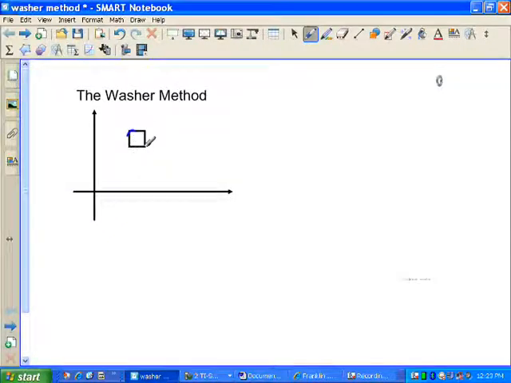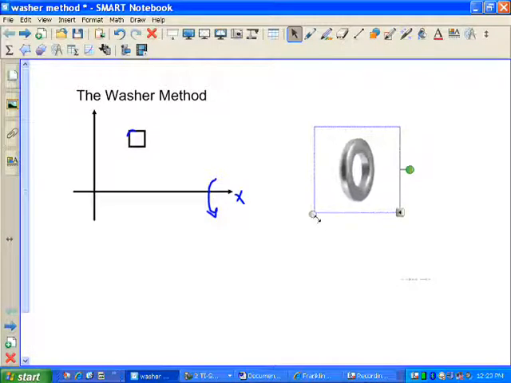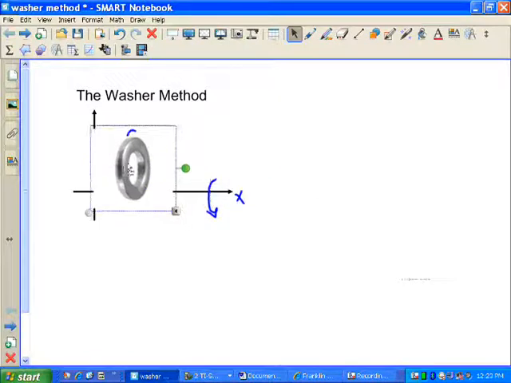What we're going to do is take this region right here and rotate it about the x-axis. So picture as we come out of the x-axis, it's going to come into the screen about here, and then it's going to go back out and come around and create a three-dimensional object. What sort of three-dimensional object? Well, see this little picture over here. We're going to get a washer.